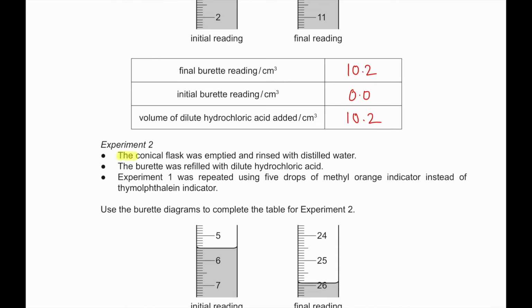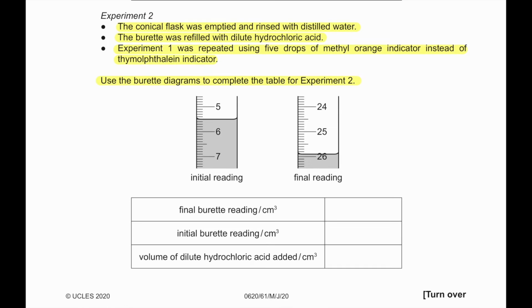For experiment 2, the conical flask was emptied and rinsed with distilled water. The burette was refilled with dilute hydrochloric acid. Experiment 1 was repeated using 5 drops of methyl orange indicator instead of thymolphthalein indicator. Use the burette diagram to complete the table for experiment 2. So we can see the initial reading is 5.5 and the final reading is 25.9. So the volume used is 20.4.